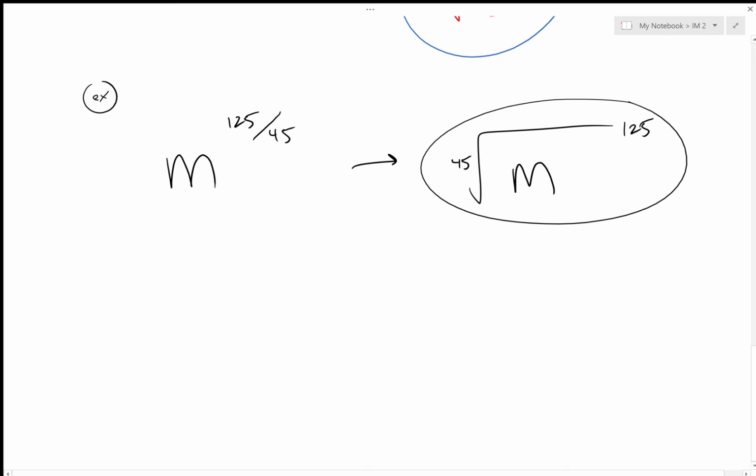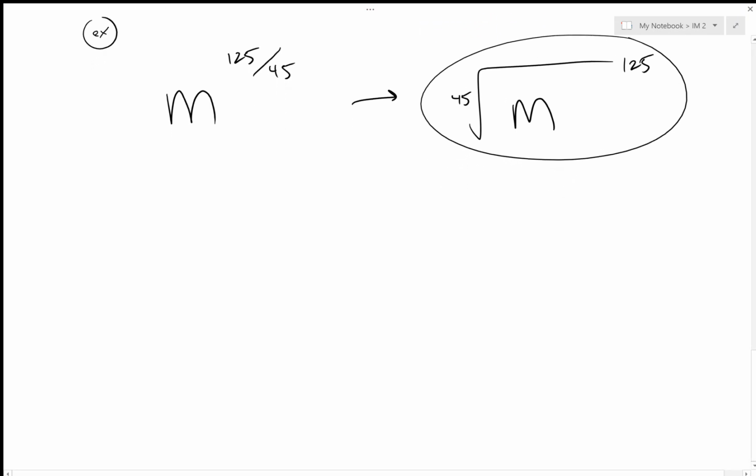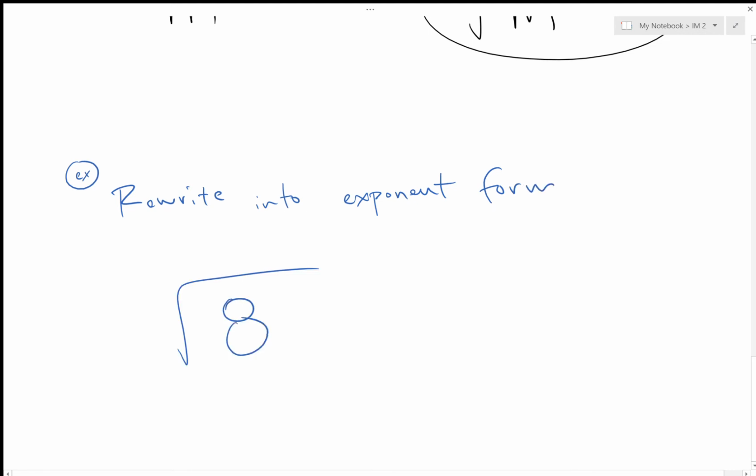All right. Now, let's see if we can go the other way. We've gone from exponential into radical. Let's go the other way. So, for example, rewrite into exponent form. So they're going to give us 8, 4, 3 in the front.